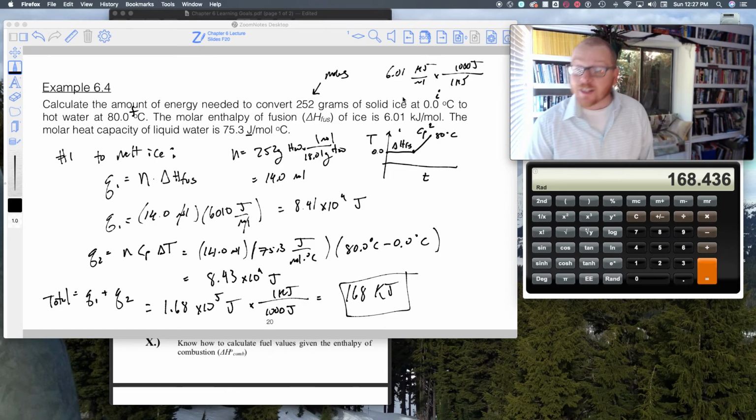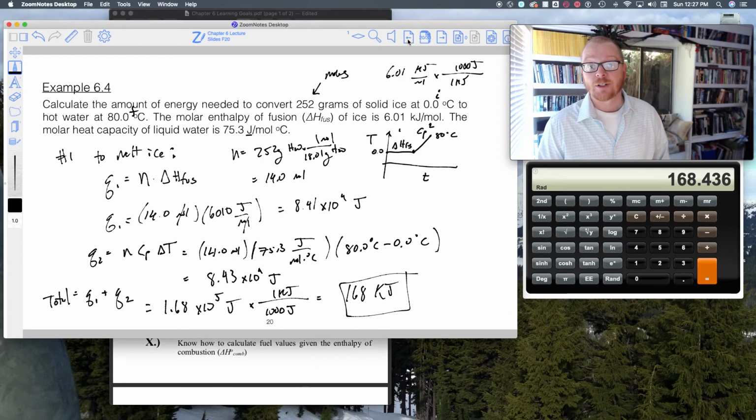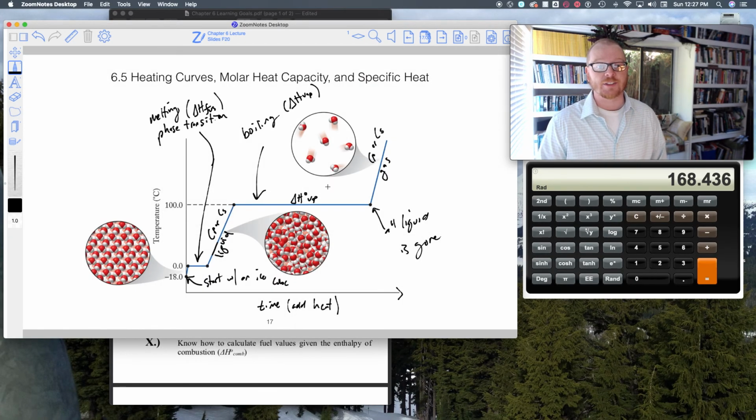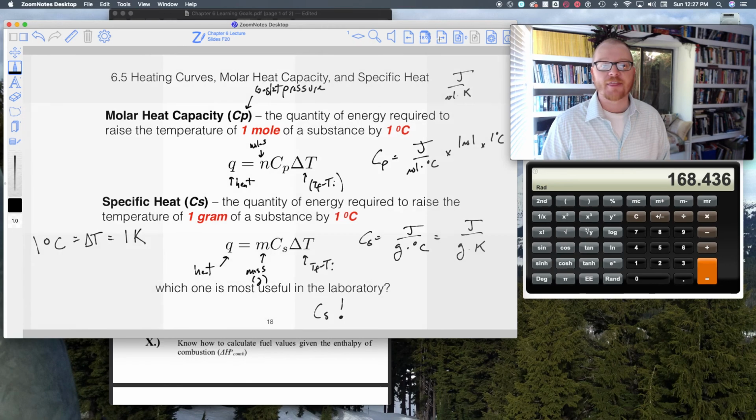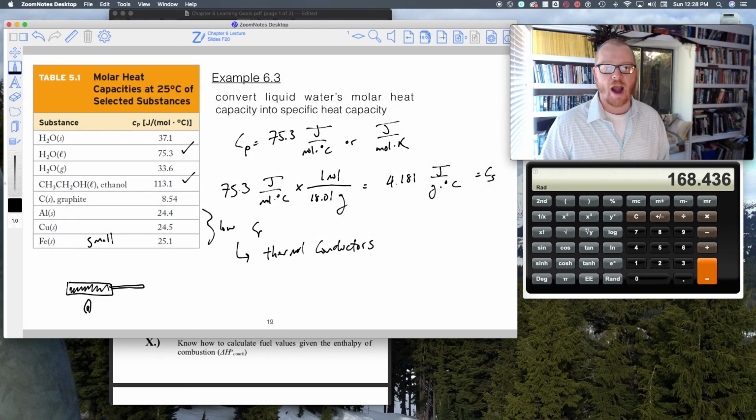So again, when we're doing these calorimetry equations, keep in mind that when we encounter a phase transition, it's got to be the number of moles times the delta H. But when we're on this rise, when the temperature is actually changing, that's where we use one of the two heat capacity equations, depending on if we have moles or if we have mass. Okay, so keep track of those.